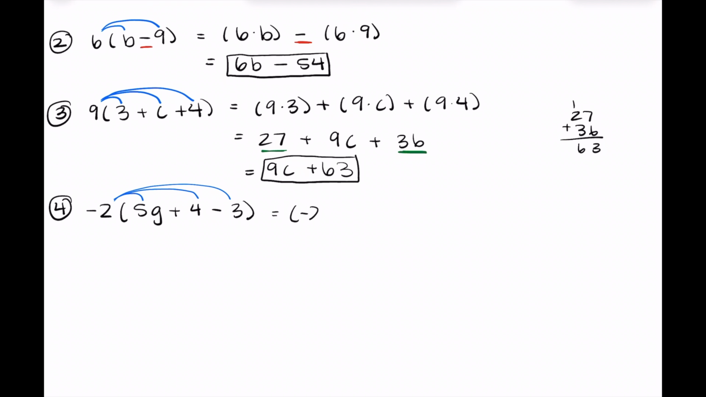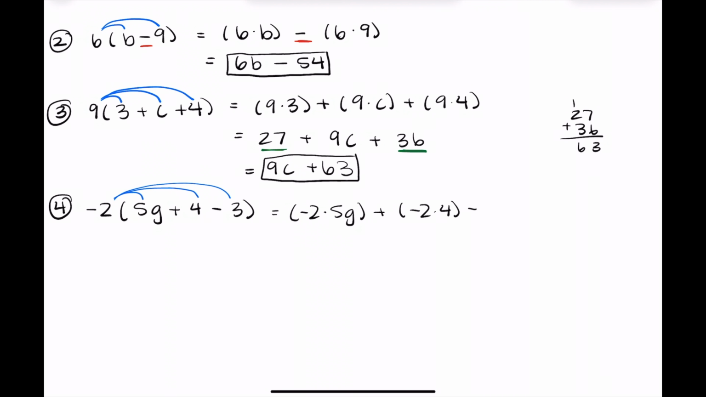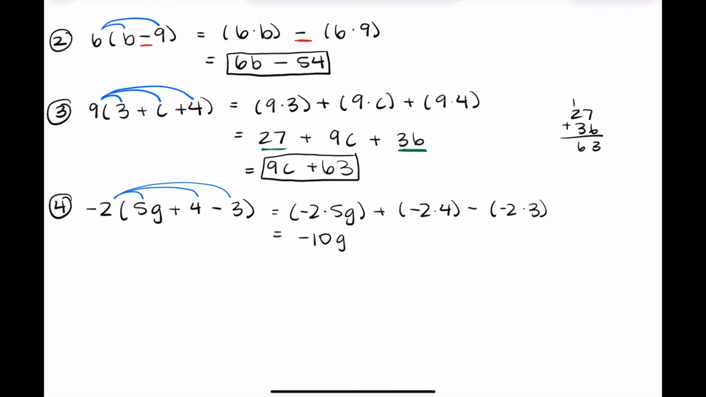So for our first set, we have negative 2 times 5g plus, we're going to carry through all those same signs that are inside of our parentheses. So plus negative 2 times 4 minus negative 2 times 3. So for our first set of parentheses, negative 2 times 5g will give us negative 10g, plus our second set of parentheses, negative 2 times 4 will give us negative 8, minus our third set of parentheses, negative 2 times 3 gives us negative 6.